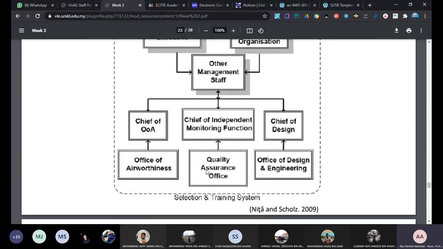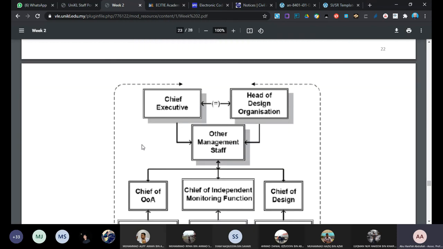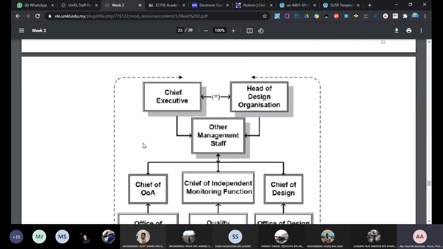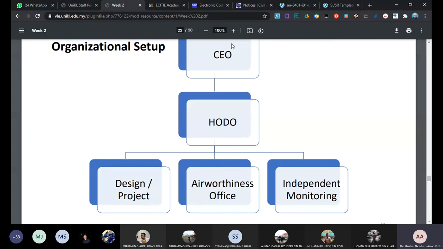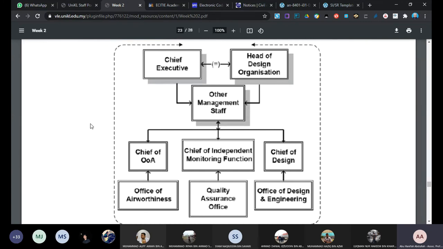You can set the DOA around your company philosophy, around your company setup. It's okay, provided we have all functions here: CEO, HODO, design, awareness, and independent monitoring. How you want to set up, that is up to you. As long as you have those functions, it will be acceptable.